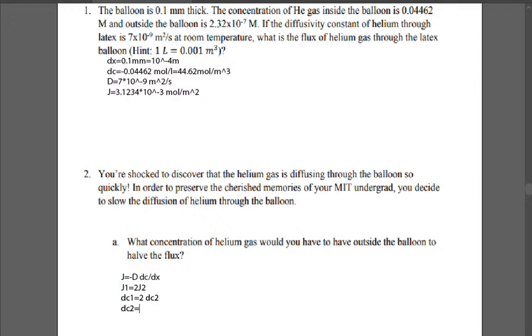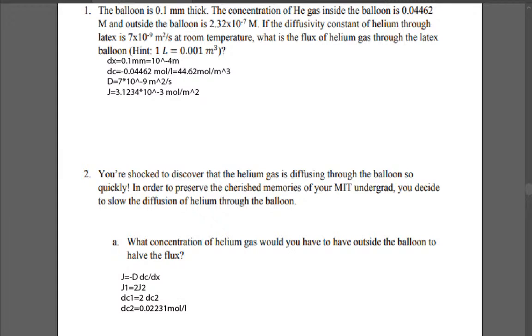Initially we have the dC of 44.62 or so. So now the dC in here would be 0.02231. There we go, some quick maths inside my head. Moles per liter.